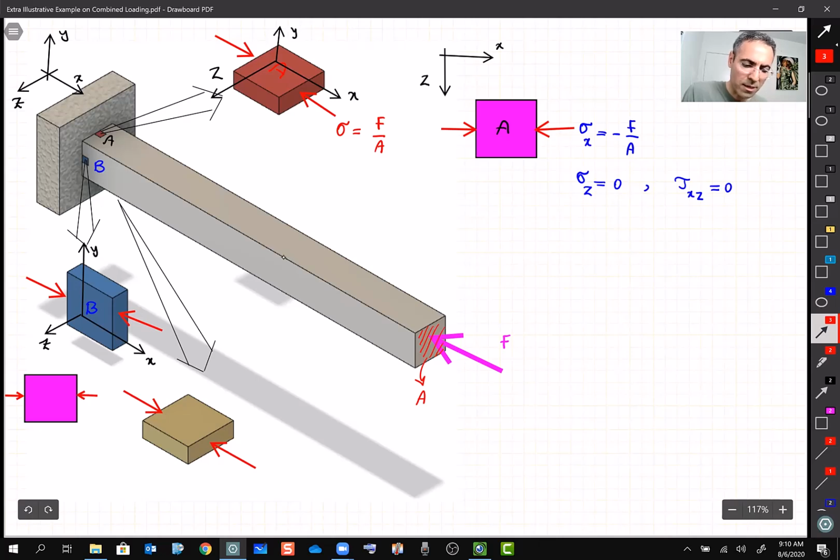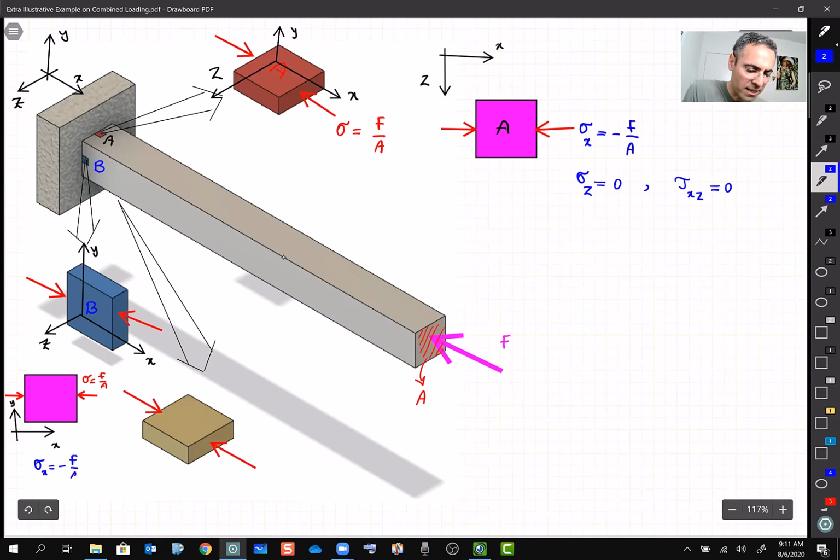Stress over there and nothing else, right? And my axis is gonna be X and Y, like this. So this is X and this is Y. And the stress is gonna be the same stress that we calculated, F over A. So for this element, I just write down that sigma X is minus F over A, sigma Y is 0, and tau XY also is 0. So you got the idea, right?